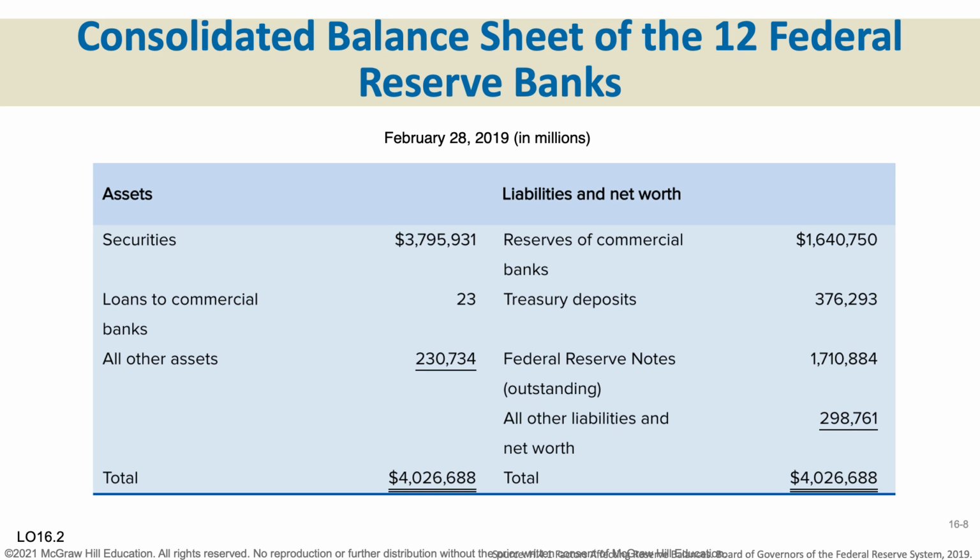So you don't have to look at my hen scratching. Here it is, all typed out neat. This is the actual balance sheet for the Federal Reserve. Remember, there are 12 Federal Reserve banks, but we're going to look at them as if they're just one entity. So we have assets on the left, liabilities and net worth on the right.